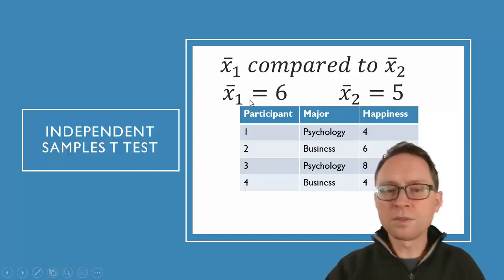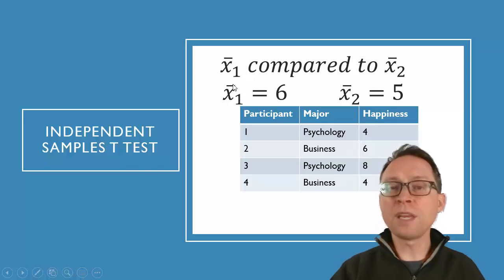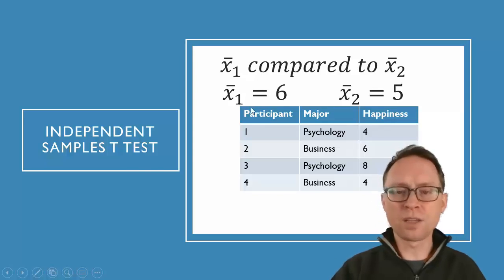When we look at this, you'll figure out that X bar sub 1 equals 6. Well, how did I get that? Well, X bar sub 1. Sub 1 means psychology majors, so I want to know the mean happiness just for psychology majors.